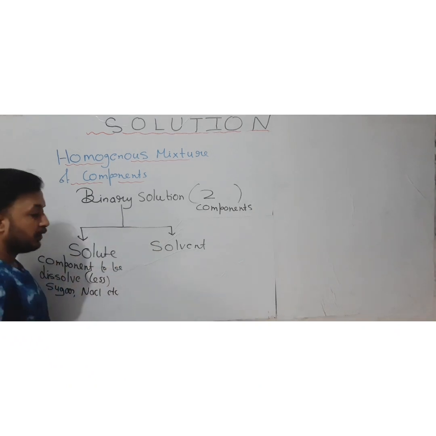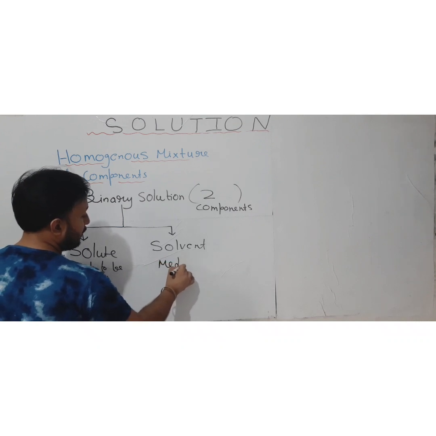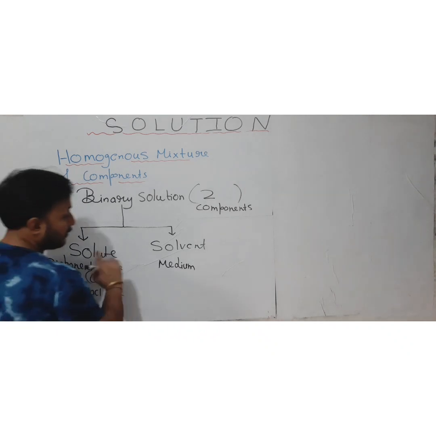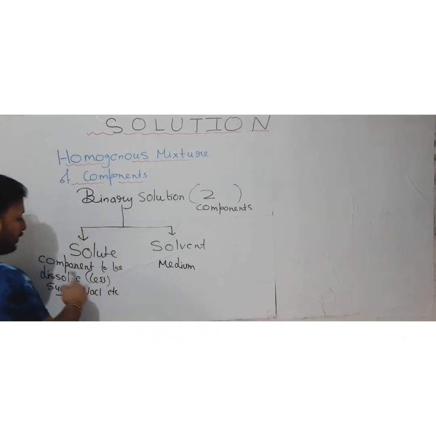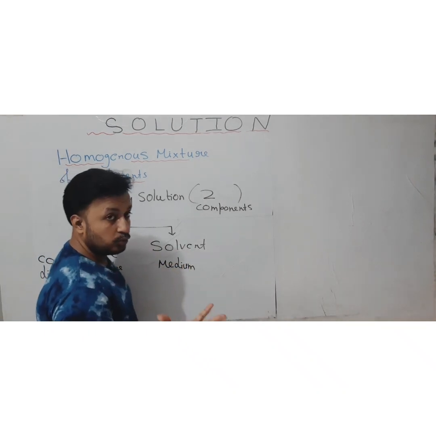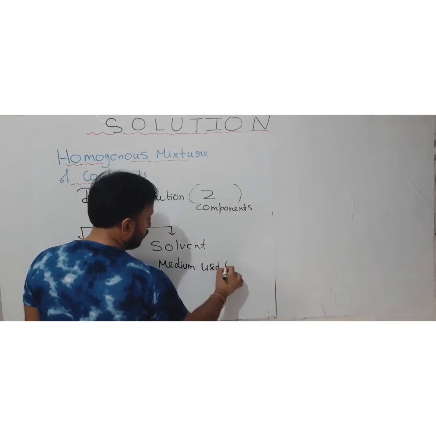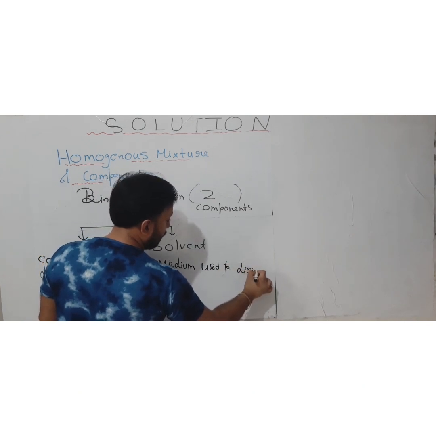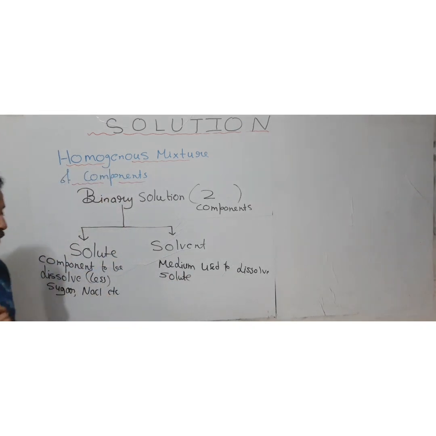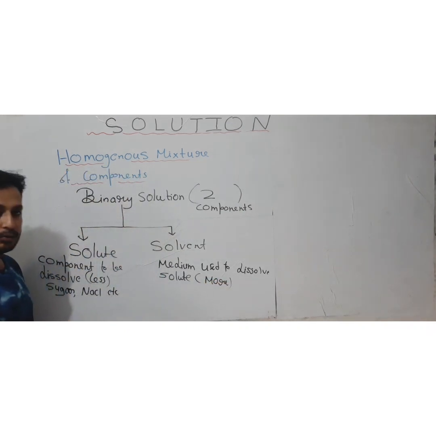Now moving to the next component, the solvent. Solvent is a medium in which our solute is going to be dissolved. As we said already, the solute is going to be dissolved, so the other component is used to dissolve it. So a solvent is a medium used to dissolve the solute, and generally its amount is more as compared to the solute.